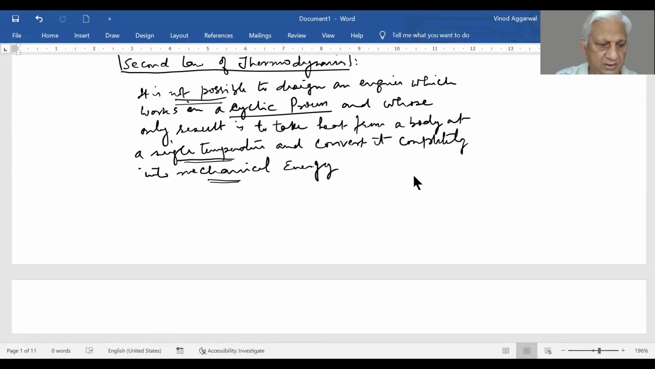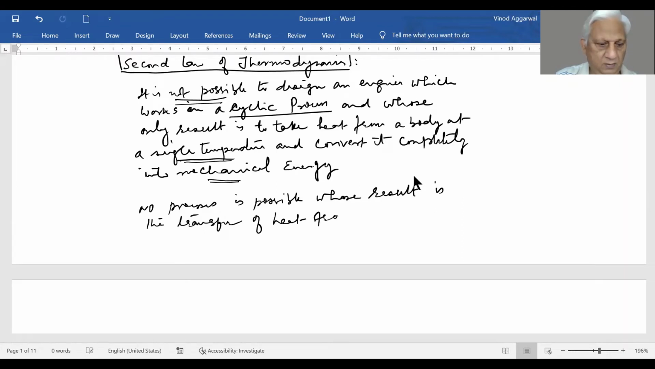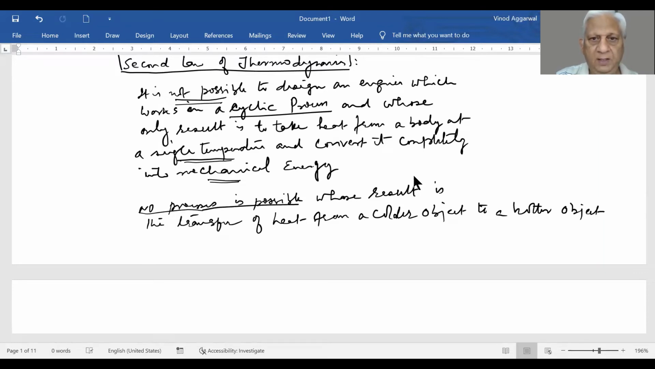This law is also stated in another form, and which is, no process is possible whose result is the transfer of heat from a colder object to a hotter object. It says no process is possible wherein you take away heat from a colder object to a hotter object.